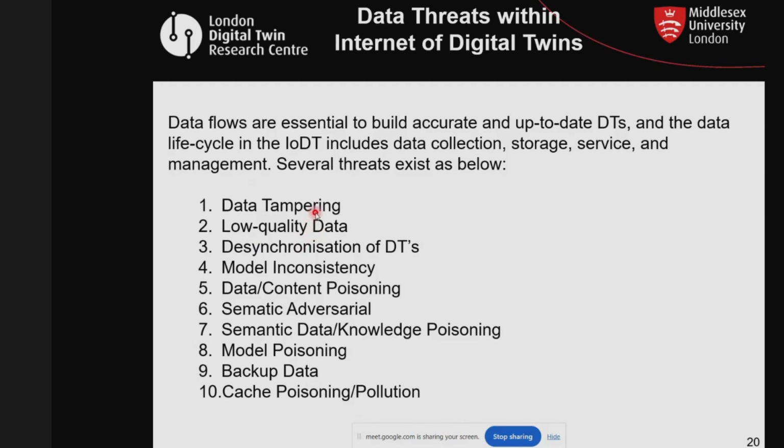So you can tamper the data in between while it's traveling from the physical asset to the cloud, to the digital twin. Low quality data, you can tamper the sensors, the physical sensors, and that means you are always going to get low quality data. Desynchronization of digital twins. If I have multiple federated twins, I can have one out of sync. That means the entire network of digital twins is out of sync. Model inconsistency. The modeling that happens within the twins, the prediction, the other aspects, there can be an inconsistency there.